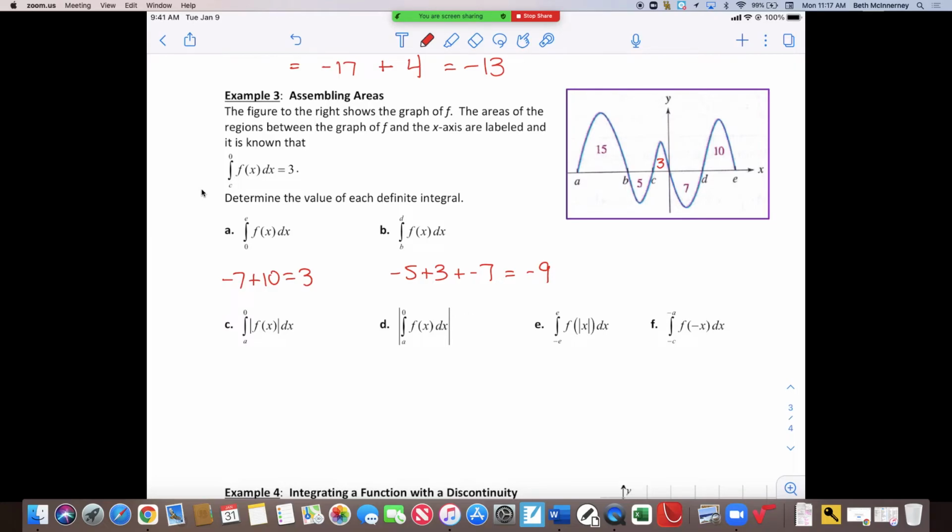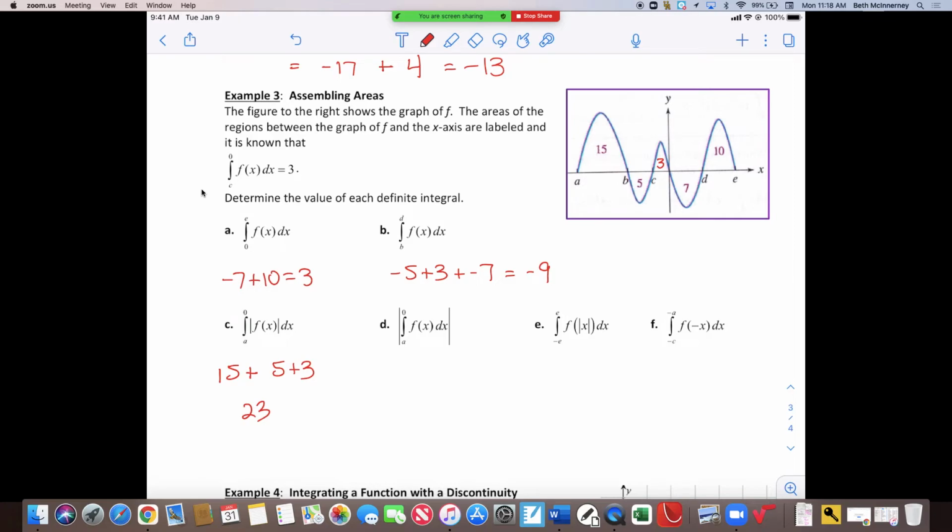So let's look at C. What does it mean when you take an absolute value of your Y values? What does that do to your Y values? It makes them positive, right? So from A to 0, this is going to be 15 plus 5 plus 3. It's going to take this lower piece and flip it up, okay? So, yay!